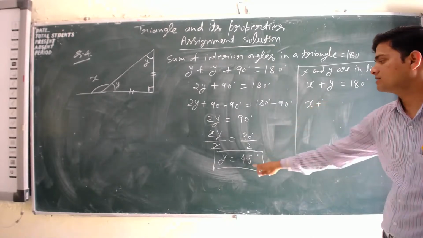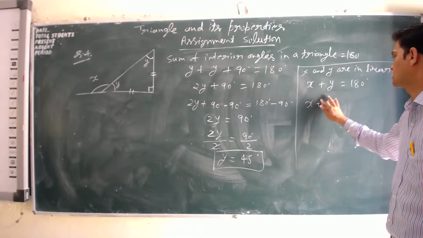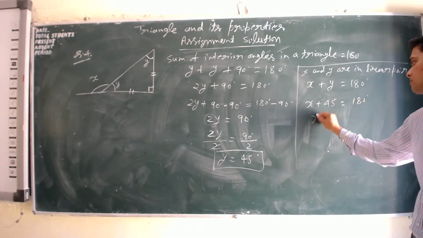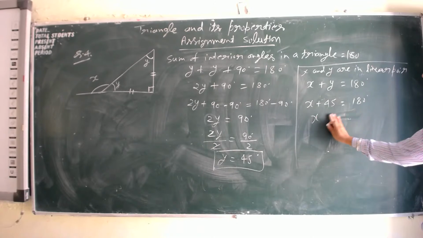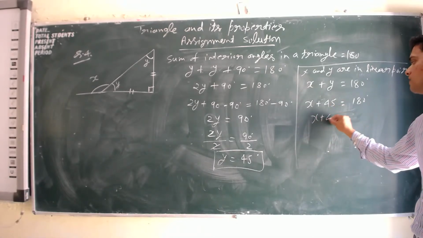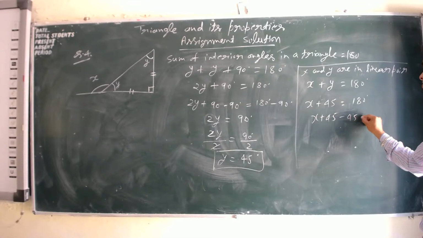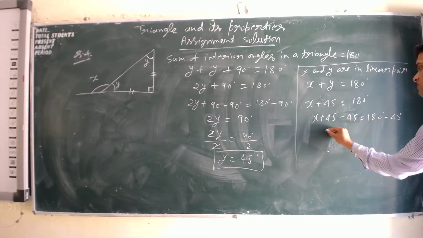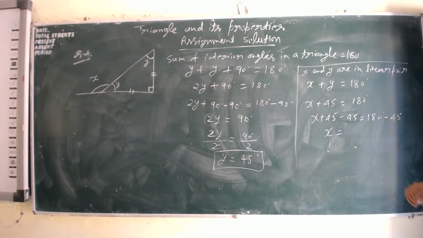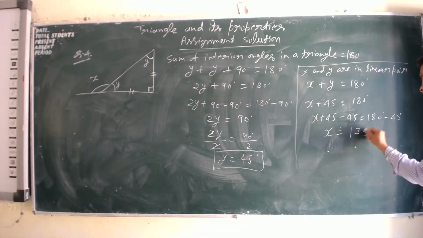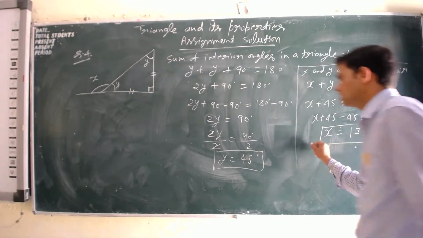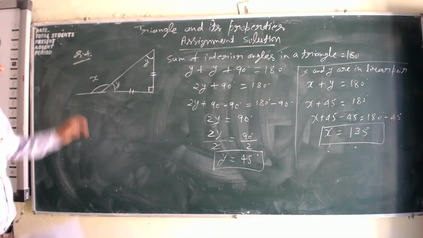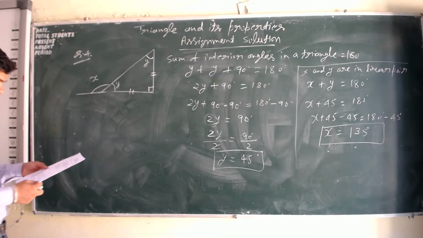x plus y, that is x plus 45, is equal to 180. Sorry, we have to eliminate 45. It means we have to subtract the same amount from both sides. So 45 minus 45 is equal to 0. 180 minus 45 is equal to 135. 135, that's your answer. Okay, 135 is your answer. Sorry, only for question number 4.